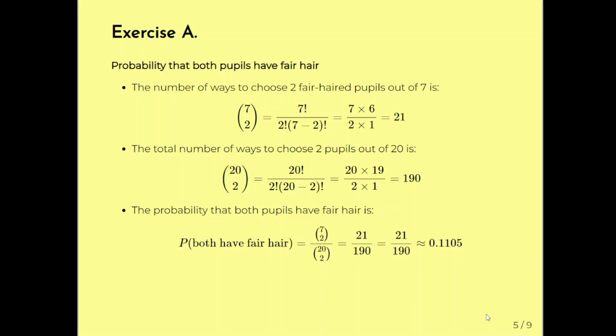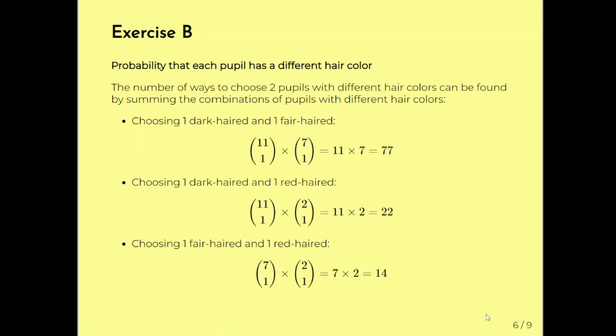The probability that both pupils have fair hair is as follows. P(both have fair hair) is 21 divided by 190, which is approximately 11%, 0.1105. Perfect. So that's exercise A. What is the probability that we have 2 students with different hair color? Essentially what we have to do is break this up. There are 3 types of hair color in the class.